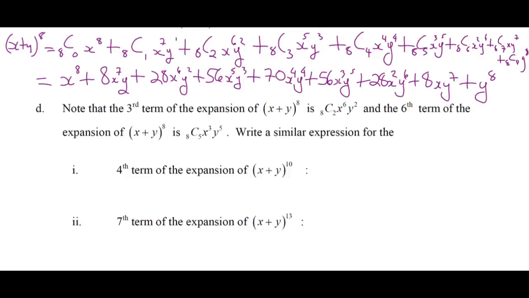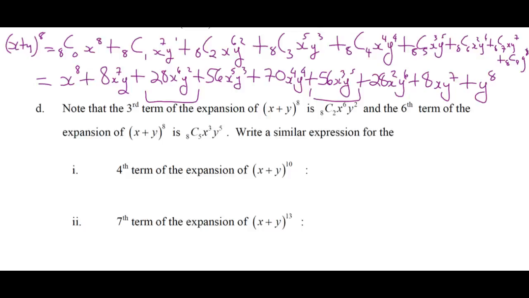Let's look at a pattern here. So the third term in the expansion, term 1, term 2, term 3, is 8 choose 2, x to the 6th, y squared. And the 6th term, so that's term 3, term 4, term 5, term 6, is 8 choose 5, x cubed, y to the 5th. Write a similar expression. Okay, so what's the fourth term? So now I can randomly ask you for, what's the 25th term in the x plus y to the 87th, right? And you can say, wait, I don't know how to do that. Okay. So what's the fourth term in x plus y to the 10th?